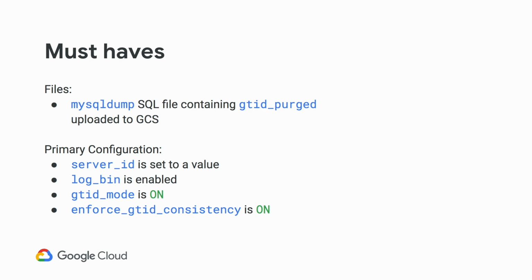Must-haves for that: you need to have, as I said, a mysqldump containing GTID purged, and upload that to GCS, Google Cloud Storage. You have on your primary the following configuration. Server ID is set to a value, for instance, 1. Log bin is enabled, so you have binary logging enabled. GTID mode is on. GTID stands for Global Transaction ID. It's a form of replication. And enforce GTID consistency is also on. Those are all the must-haves that you have to migrate to Cloud SQL.